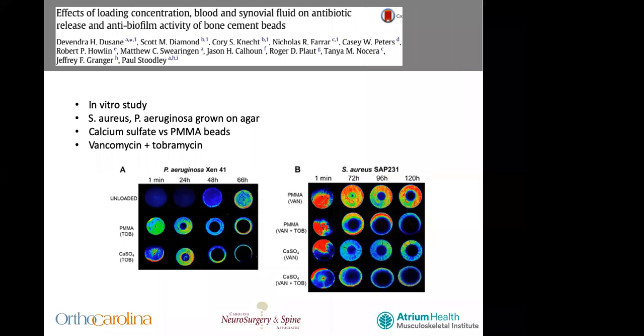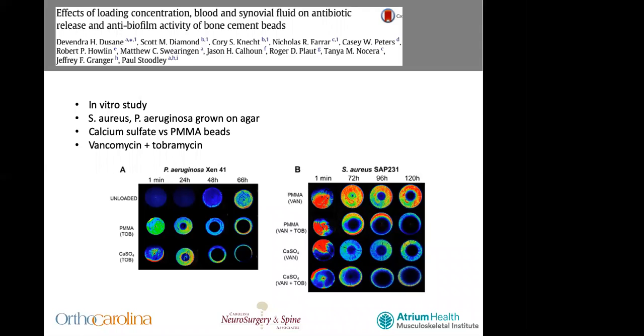What we do know, however, is that initial high local concentration of antibiotic is beneficial to eradicating resistant bacteria and biofilms. So high local concentrations facilitate diffusion to avascular or watershed areas where diffusion via blood is not really accessible. So, we've looked at calcium sulfate and we've looked at PMMA, so traditionally your Palacos, your Simplex, things like that. And this basic science study out of Ohio State sought to test the levels of eluted antibiotics, which is vancomycin and tobramycin, in calcium sulfate and PMMA carriers on Staph aureus and Pseudomonas grown on agar gel.